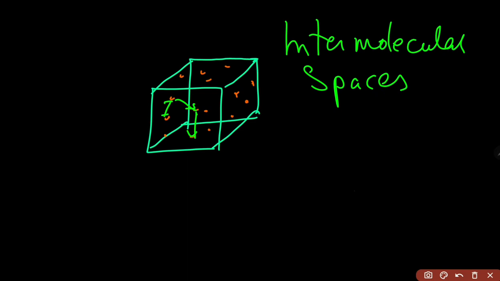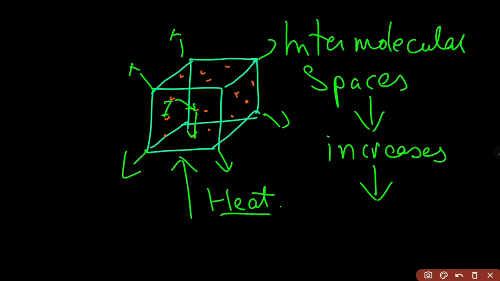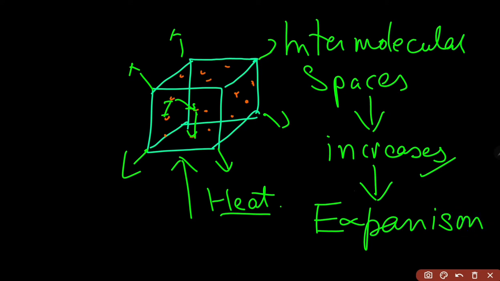Now as we supply heat to the substance, when we start heating a substance, what happens? These intermolecular spaces increase. As a result of this, the substance will grow in size. It increases from all the sides. So this is how the expansion takes place because of heating. So the increase in this space will result in expansion. I hope you understood why we have expansion.